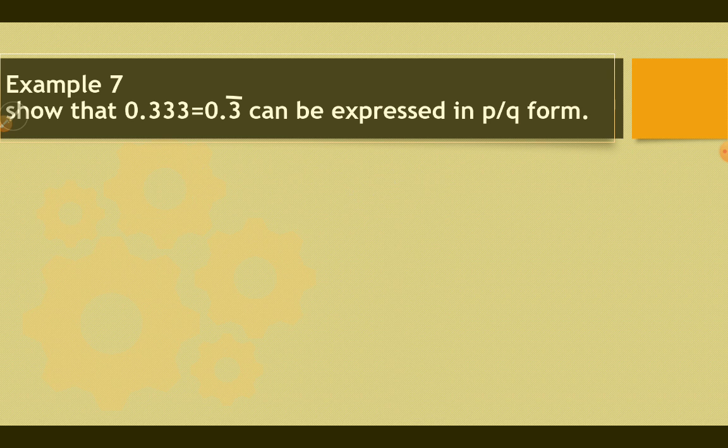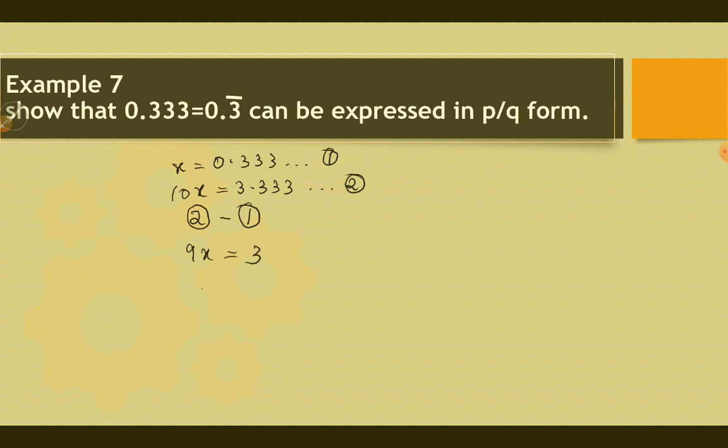Example 7. Show that 0.333, that is 0.3 bar, can be expressed in p by q form. So x is equal to 0.333, which is equation 1. 10x is equal to 3.333, which is equation 2. We have to subtract equation 1 from equation 2. So we'll get 9x is equal to 3. So x is equal to 1 by 3, which is in p by q form. So 0.3 bar is equal to 1 by 3.